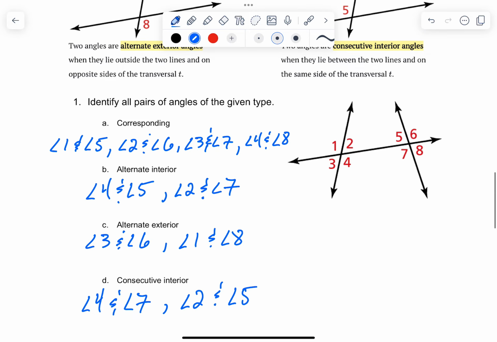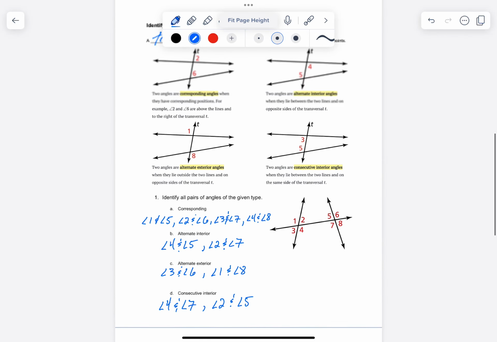Again, I cannot stress how important knowing these angle pairs is. So please do your best to learn these and learn these well.